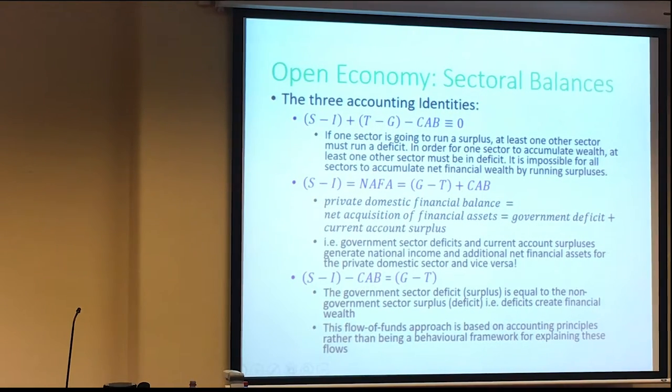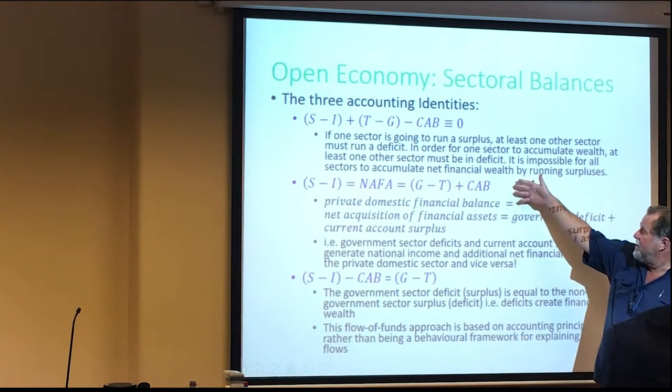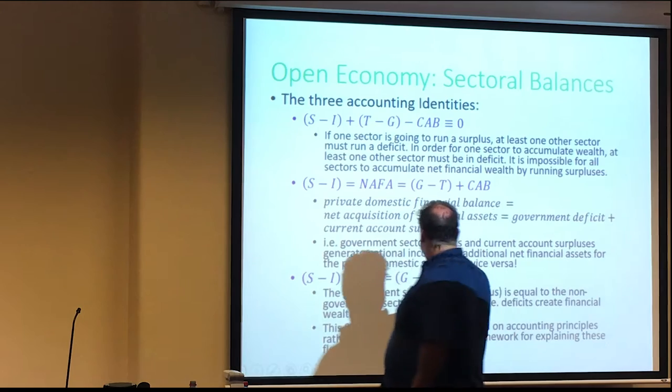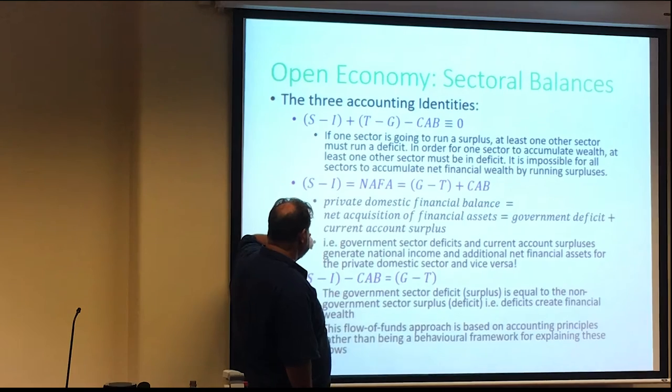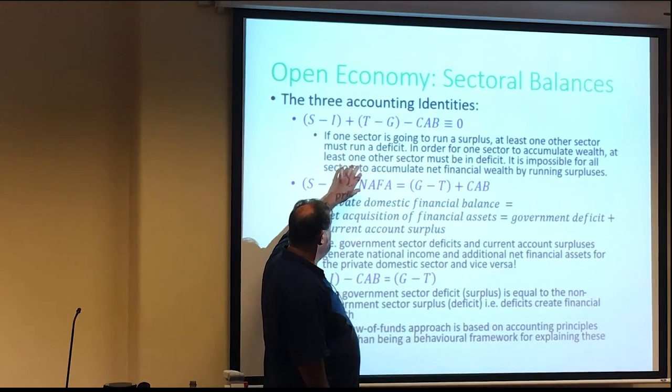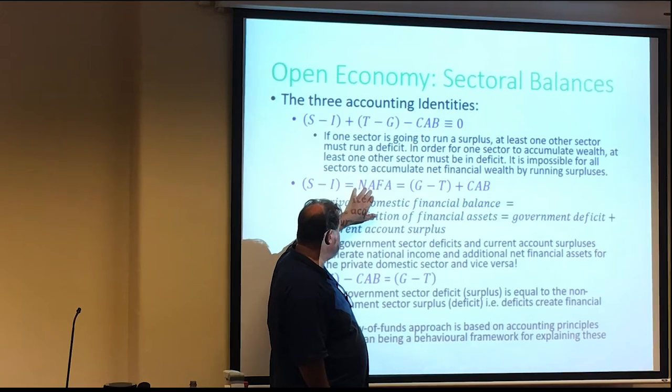And the simple truth is that if one sector is going to run a surplus, at least one other sector has to run a deficit. And in order for one sector to accumulate wealth, at least one other sector has to be in deficit. It's impossible for all three sectors, government, private sector, and rest of the world, to accumulate financial wealth by running surpluses. So this is probably a little bit more familiar. This is the private domestic financial balance, private sector saving net of investment, and that has to also equal net acquisition of financial assets in the economy.